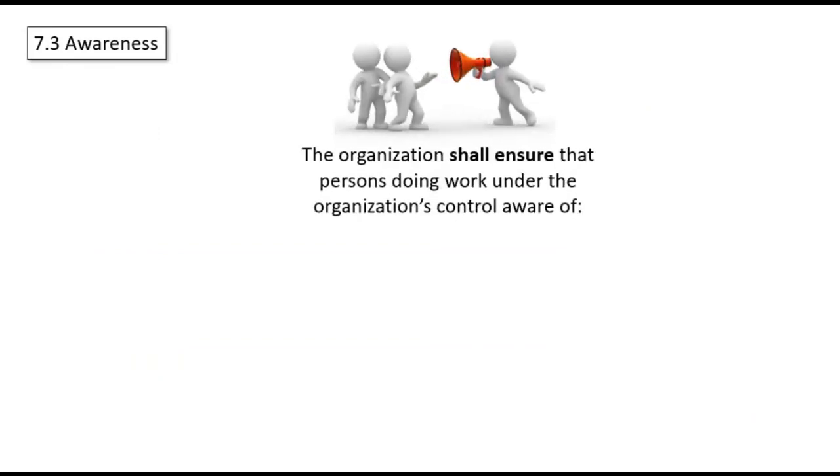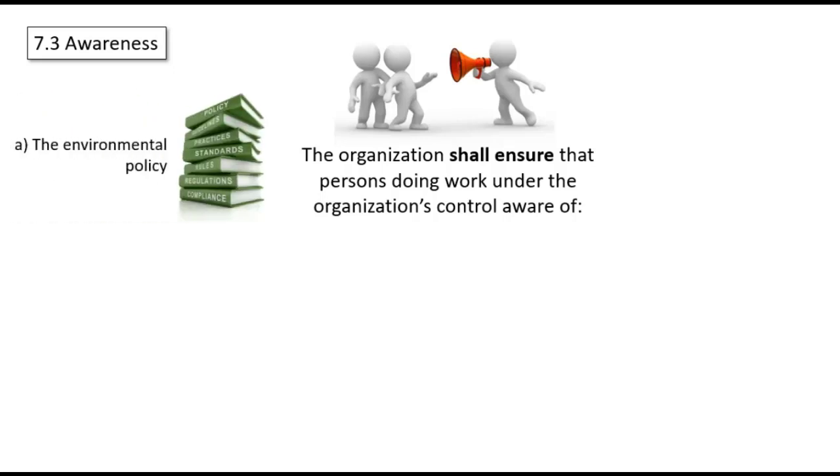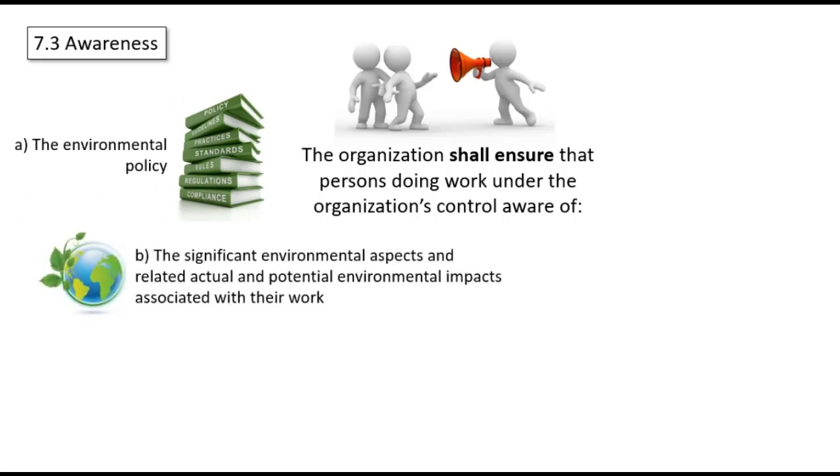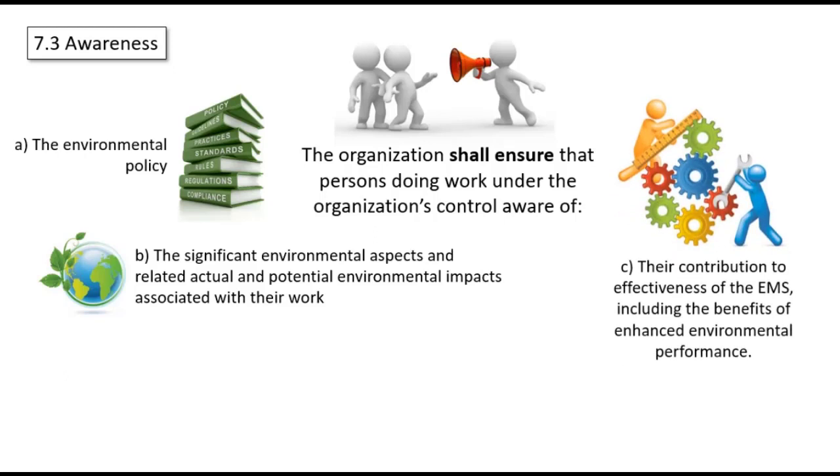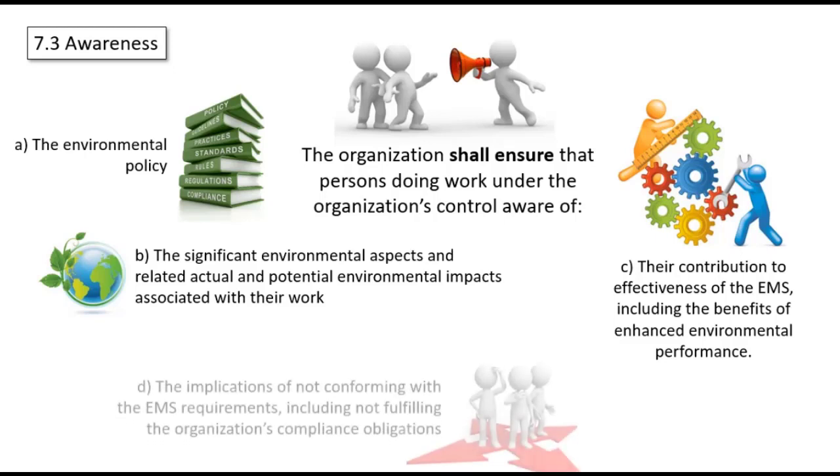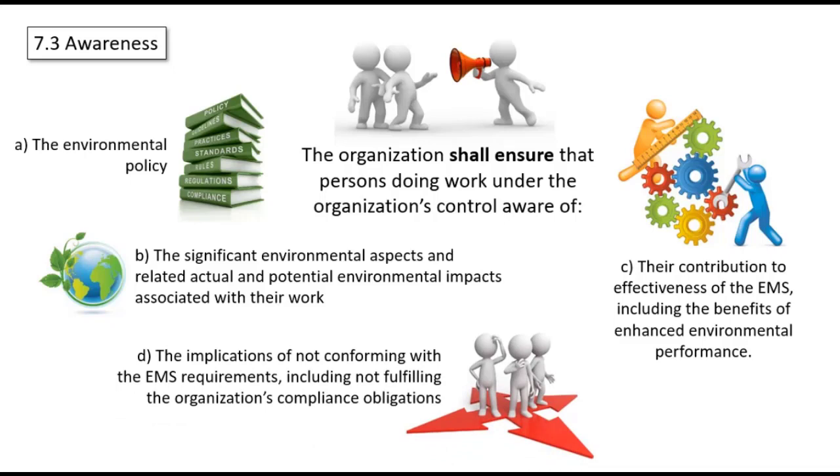7.3 Awareness. It requires the organization to ensure that persons doing work under the organization's control are aware of the environmental policy, the significant environmental aspects, and the related actual and potential environmental impacts associated with their work. Their contribution to the effectiveness of the EMS, including the benefits of enhanced environmental performance, and lastly, the implications of not conforming with the EMS requirements, including not fulfilling the organization's compliance obligations. So here it is very clear, it requires the organization to ensure their workers are aware of these four things.